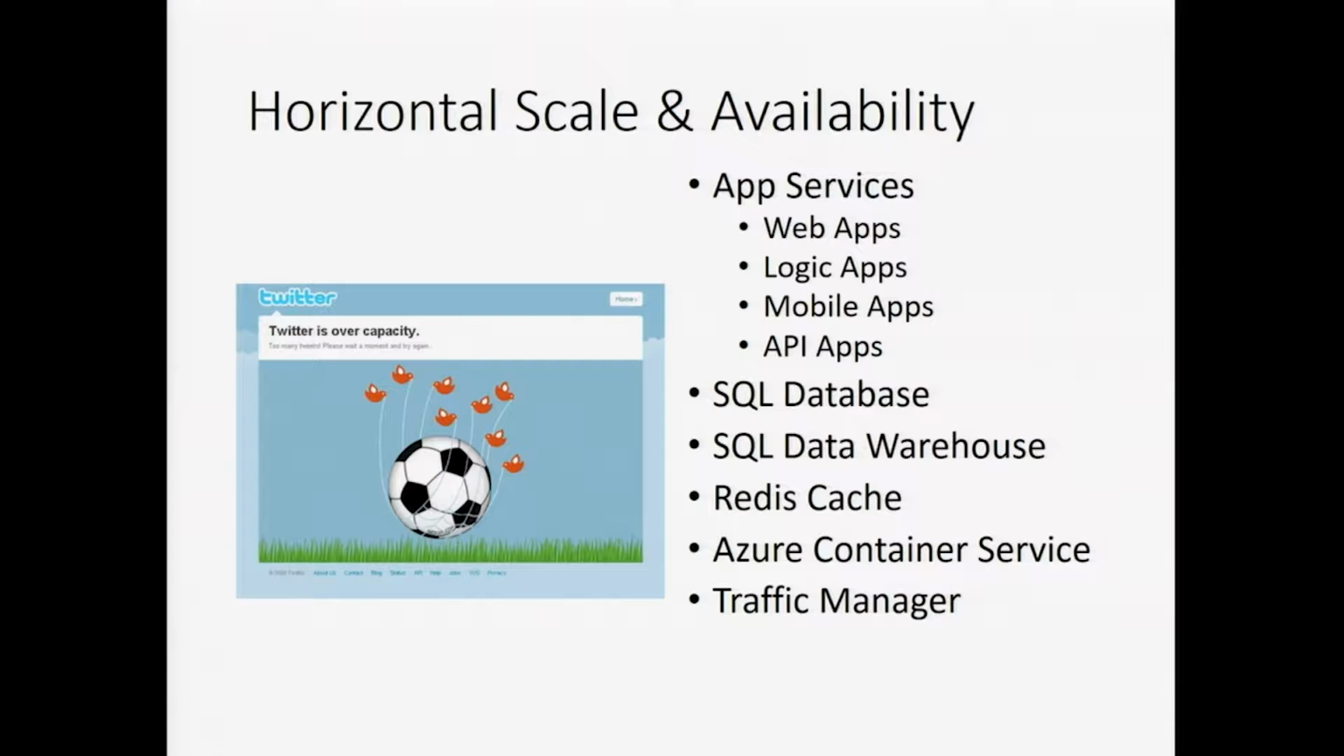But all of these services will give you elastic scalability with pretty much 0 downtime based on your configuration parameters. So you're talking the app services, SQL Server Database, SQL Data Warehouse, Redis Cache, Azure Container Service and Traffic Manager all work together to provide that scalability.